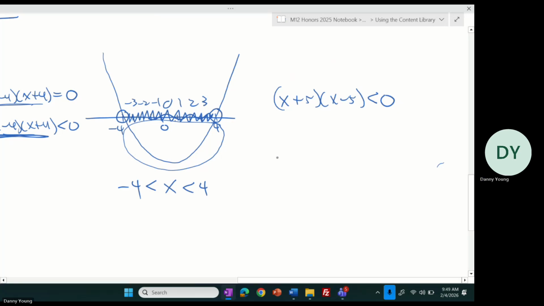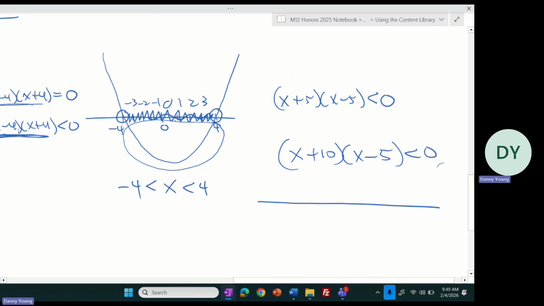Okay, how about this? x plus 10 times x minus 5 is less than 0. How many answers are there? For the positive, it goes up to 4, and for the negative, it goes down to -9. Make sense?